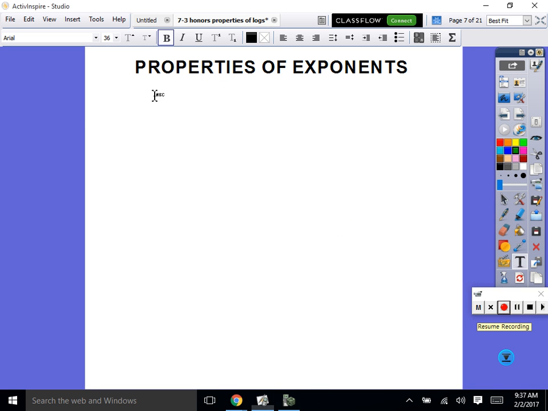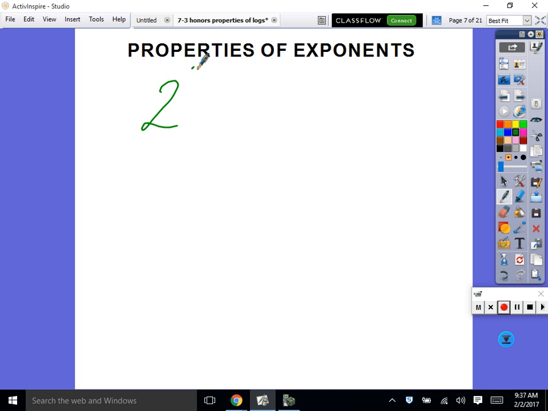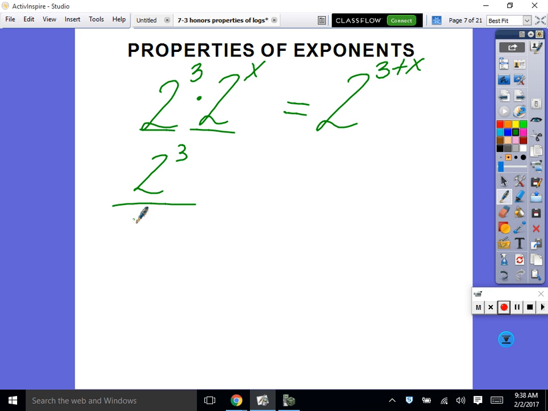If we have base 2 to the third power times base 2 to the x power, for example, when you multiply the same base, what do you do with your exponents? You add them. So this is the same thing as 2 raised to the x plus 3, or 3 plus x, right? Also, when you divide the same base, you subtract, always the top from the bottom. So 2 to the 3 minus x.